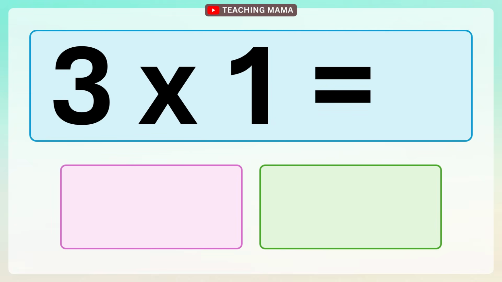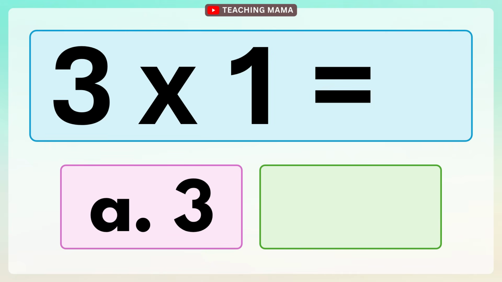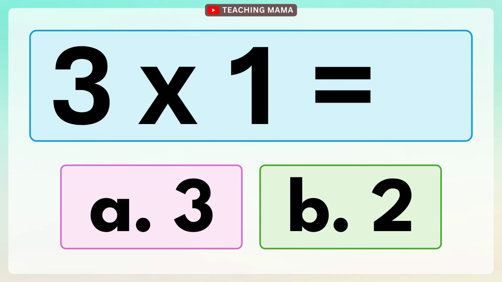Three times 1 equals A. 3. B. 2. What is the answer? A. 3.